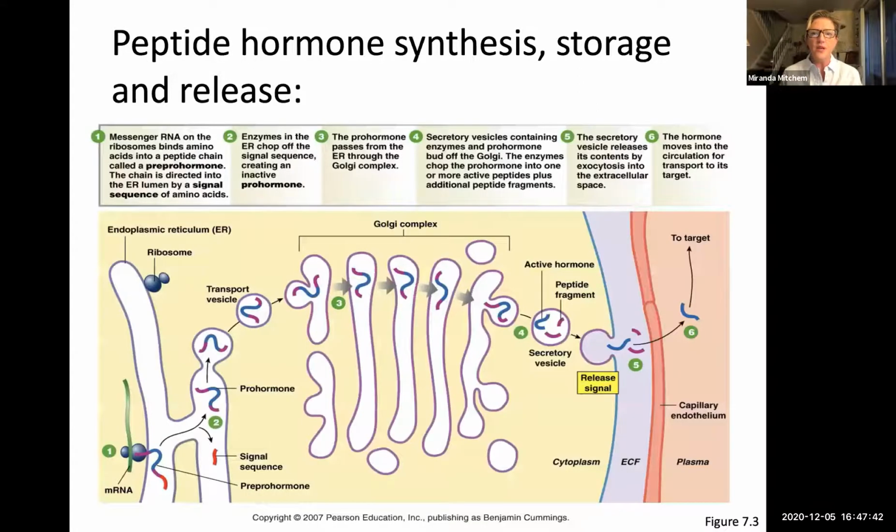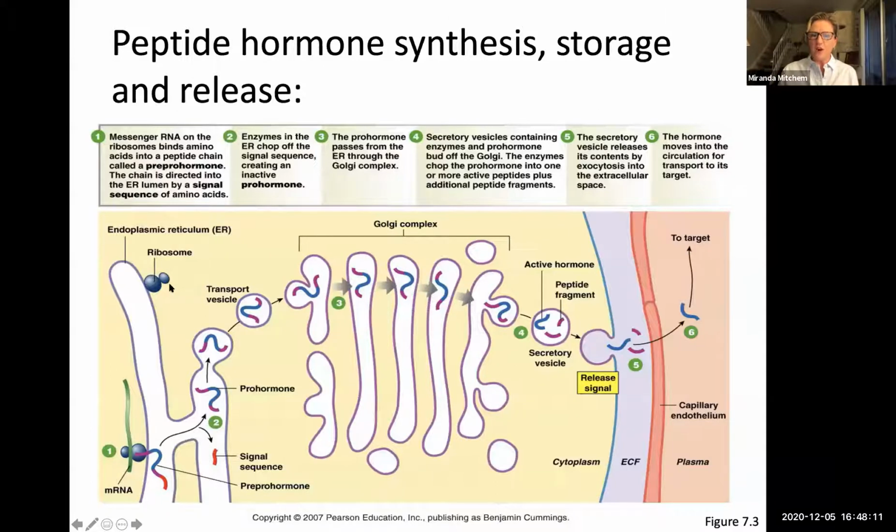Now let's look at the example first of the peptide hormones, because the majority of our hormones are in this category. Now, they are made in the rough endoplasmic reticulum. So that's what the structure is right here that we're looking at. And even though it's not labeled as the rough endoplasmic reticulum in this figure, it's got a ribosome on it. So you know that means it is the rough ER.